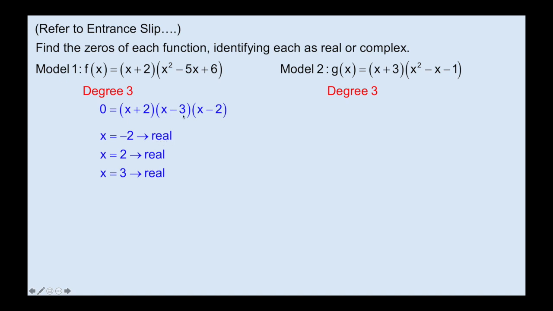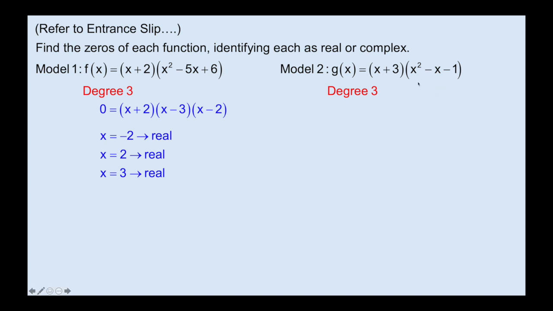For x minus 3, if I set that equal to 0, I would add 3 to each side. That's going to give me a solution of positive 3, which is also real. And then finally, if I set x minus 2 equal to 0, that's going to give me 2, which again is real. Now for model 2, we would like to try to do the same thing.